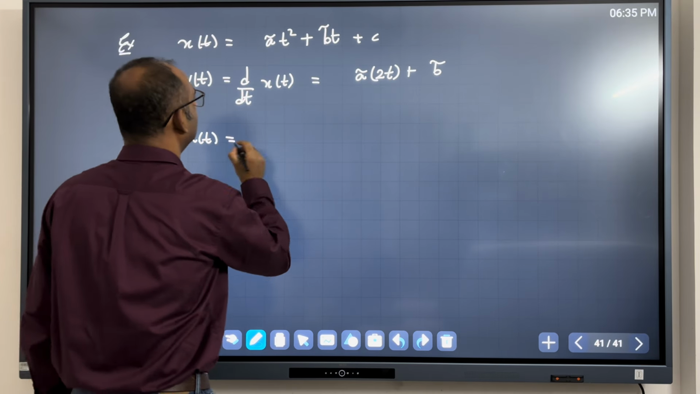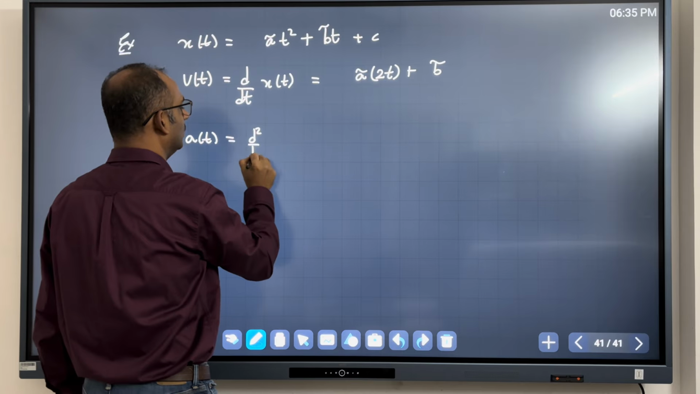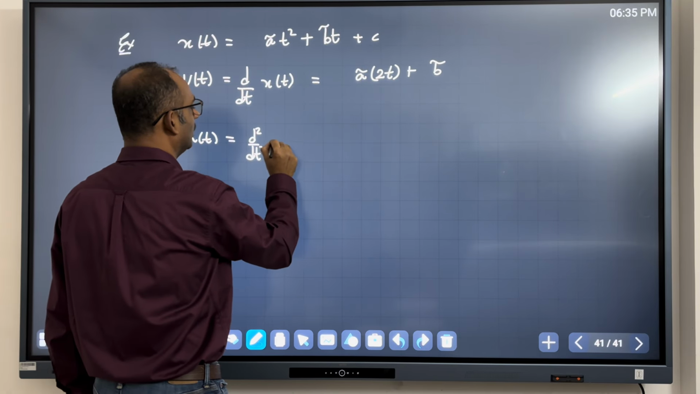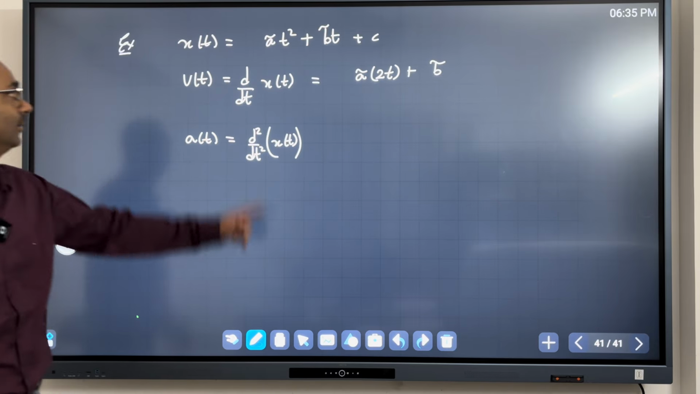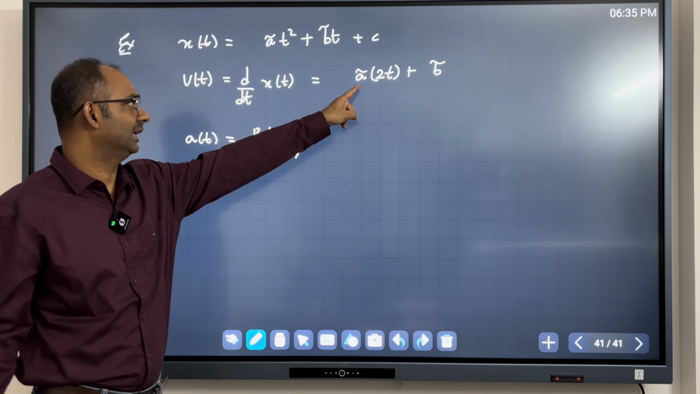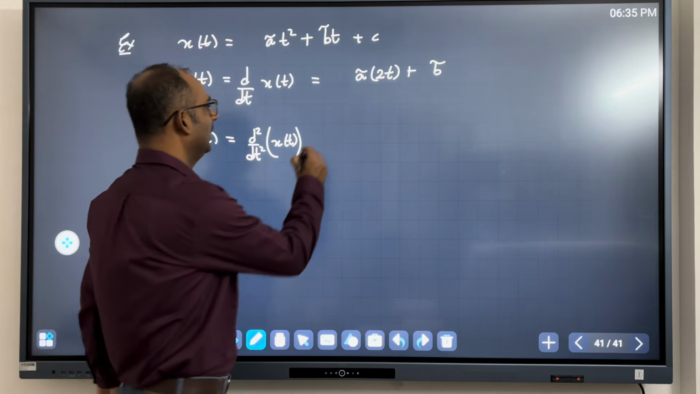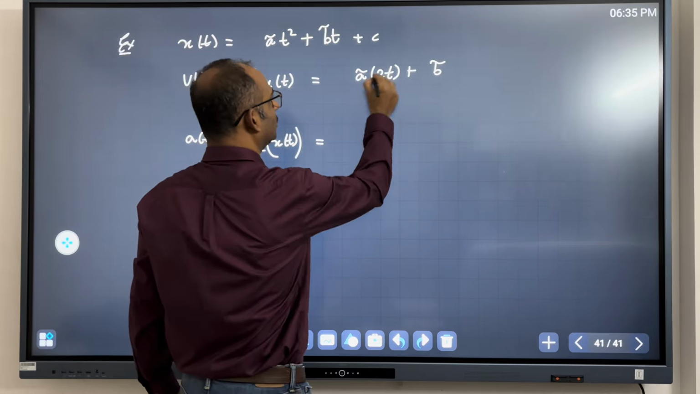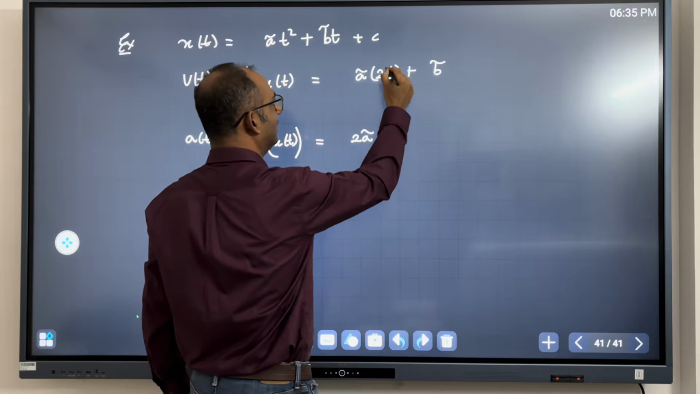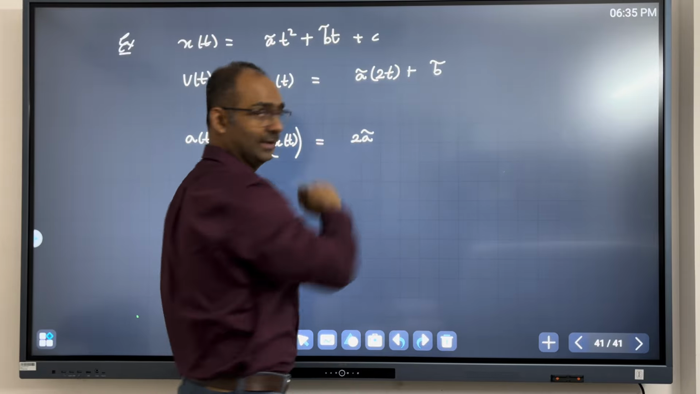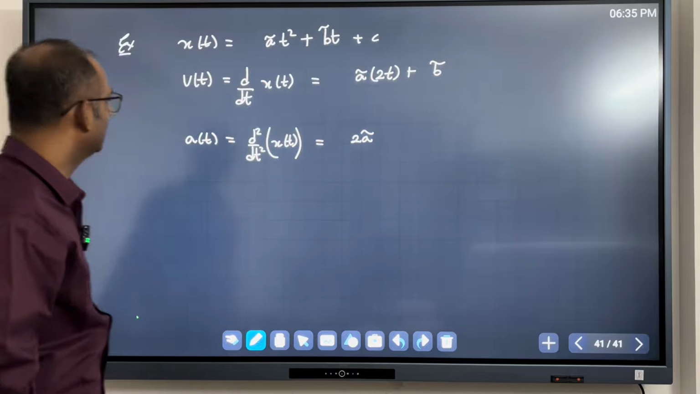This is d2 over dt square of this, which is basically the second derivative of position. I have already taken the first derivative, so let me take another derivative of this. So what is that? 2A tilde, it's a constant. When I differentiate t, I get 1 and this goes away. So 2A tilde.